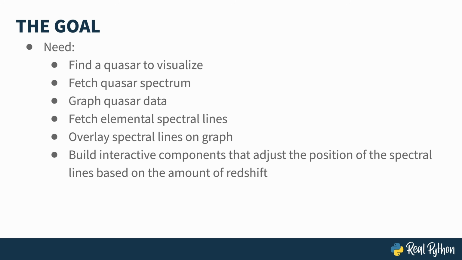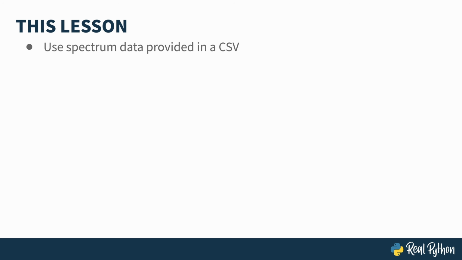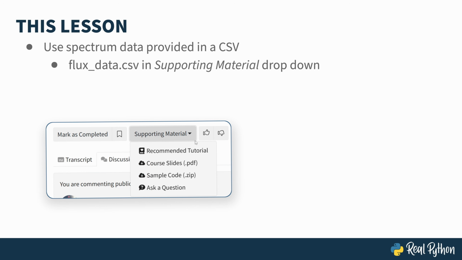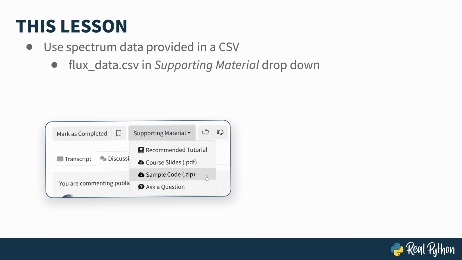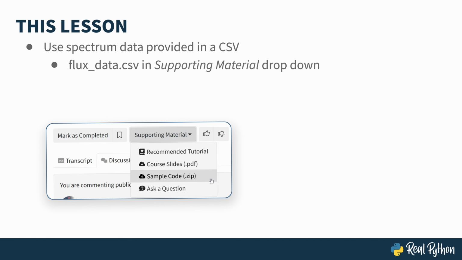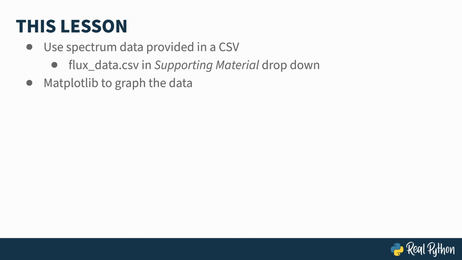All of that is a lot. It'll take us several lessons to get there. This lesson focuses on graphing the spectral data. As such, I'm going to use a CSV file with the data in it rather than fetching it from scratch. The CSV in question is called fluxdata.csv and is available in the supporting materials dropdown. I'll use Polars to read the CSV file and then Matplotlib to graph it. All of this will go in a Marimo notebook for visualization.